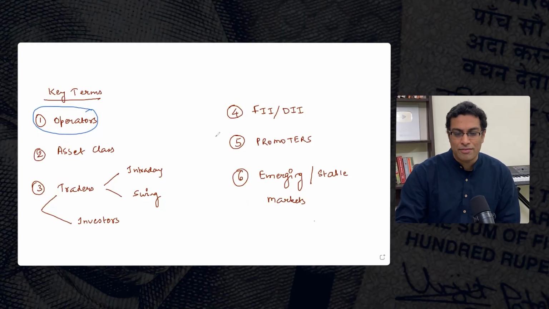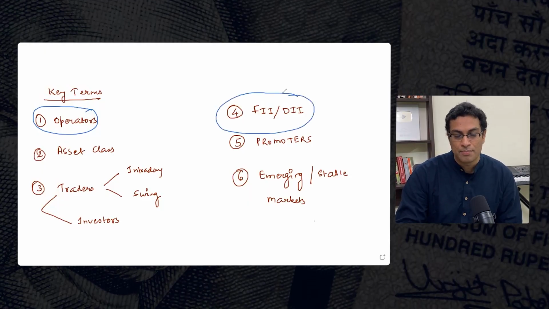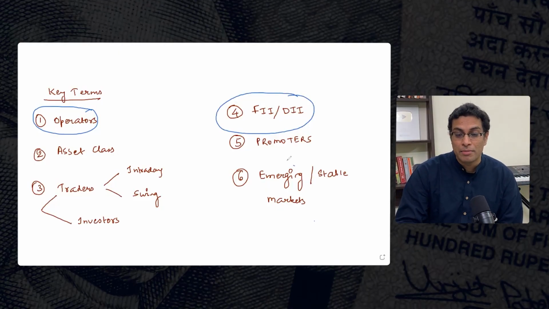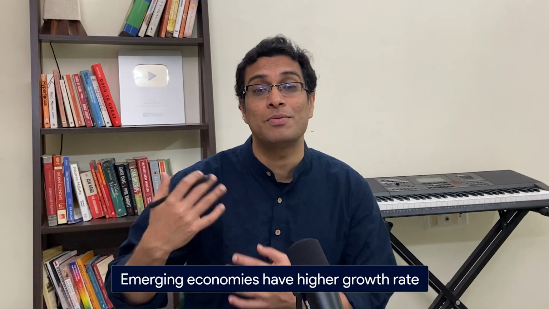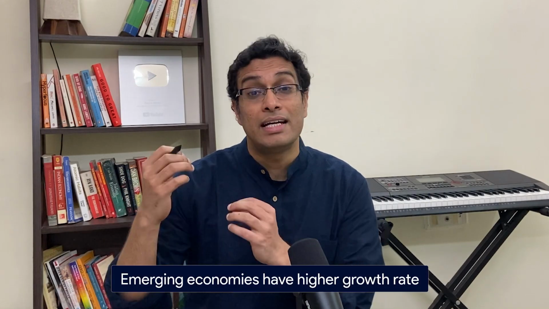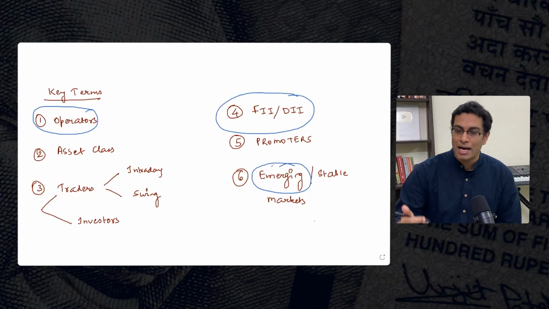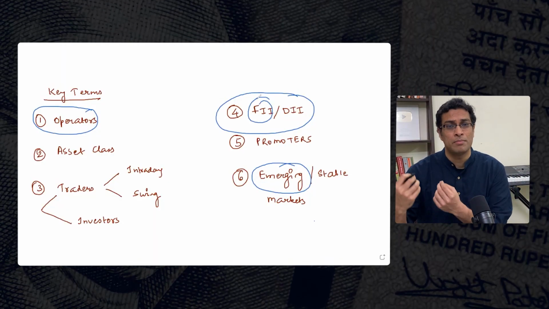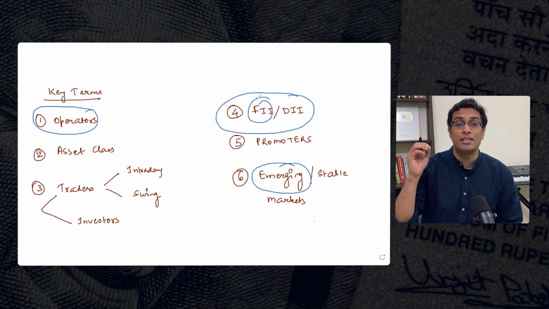A more organized definition would be FIIs, DIIs. Now, FIIs is the foreign money that is flowing into the Indian market. They are fair weather friends. It simply means that when everything is hunky-dory in the world, everything is good, they will come and invest their money in the emerging economies. Why? Because emerging economies like India tend to grow faster. So from that particular perspective, FIIs tend to invest a lot of money in emerging economies when the world is in a stable condition.